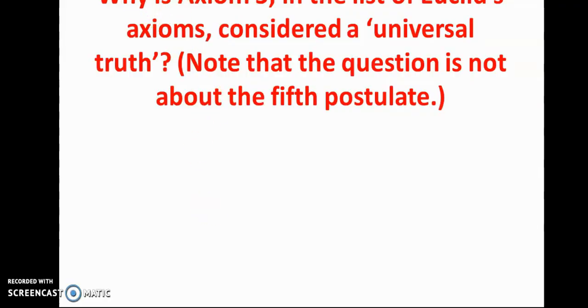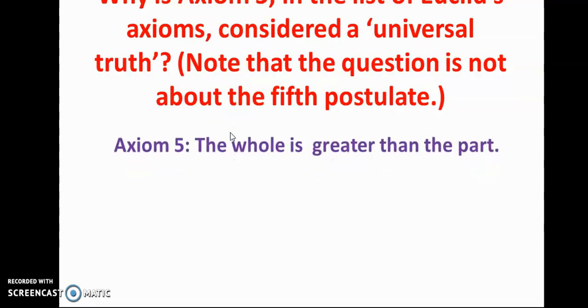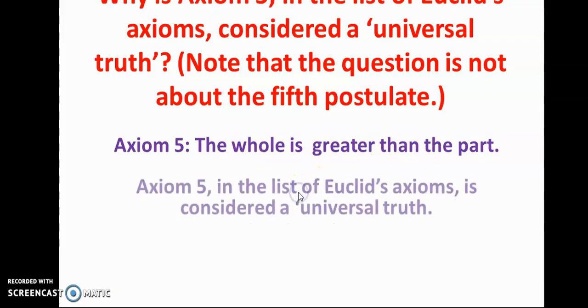Okay, children, you understood? Let me move on to the last problem in our exercise. Yes, here it is. Why is axiom 5 in the list of Euclid's axioms considered a universal truth? Note that the question is not about the fifth postulate. Yes, this is axiom number 5. What does it say? Yes, the whole is greater than the part, isn't it? This is universal. The whole is greater than the part.